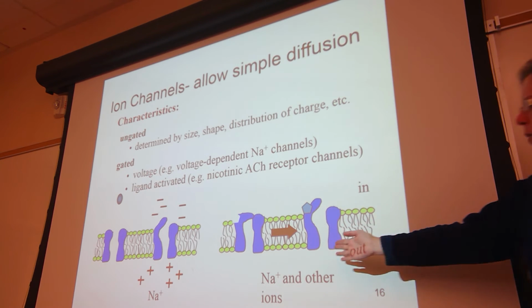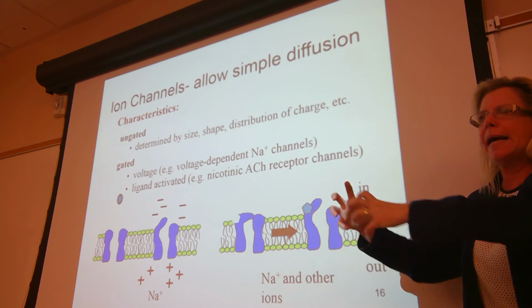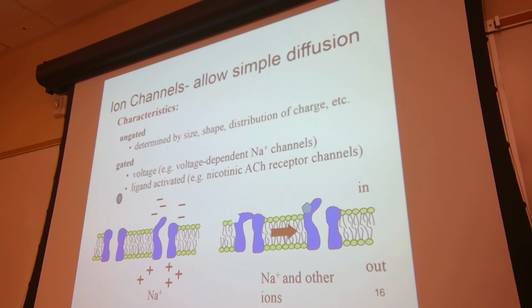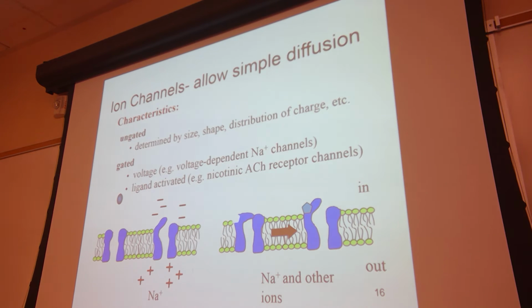Simple diffusion. Once the channel is open, there is no physical binding of the protein to the solute moving. It's just merely going down its concentration gradient once it's allowed to move.